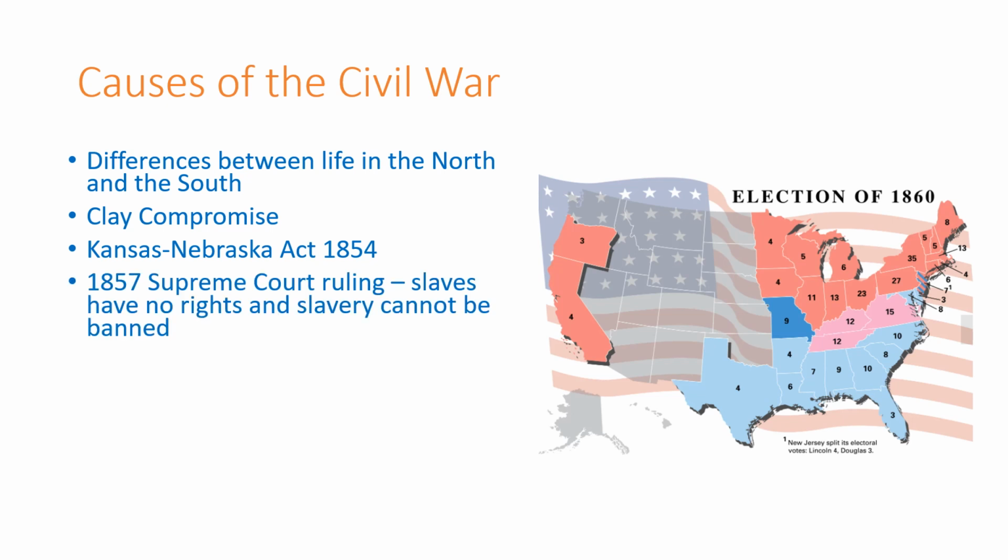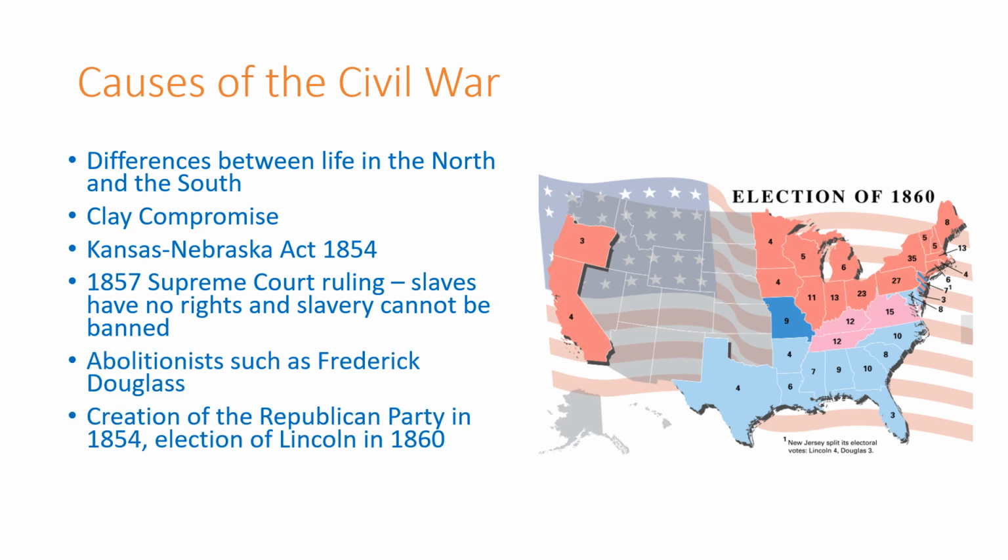In 1857, the Supreme Court rules that slaves have no rights and slavery cannot be banned. So this strengthens the southern states, the slaveholding states. You also get a growth in the abolitionist movement, so people such as Frederick Douglass gaining huge followings, being really listened to in their ideas about ending slavery, talking about how slavery is ungodly, inhumane, incompatible with American life.